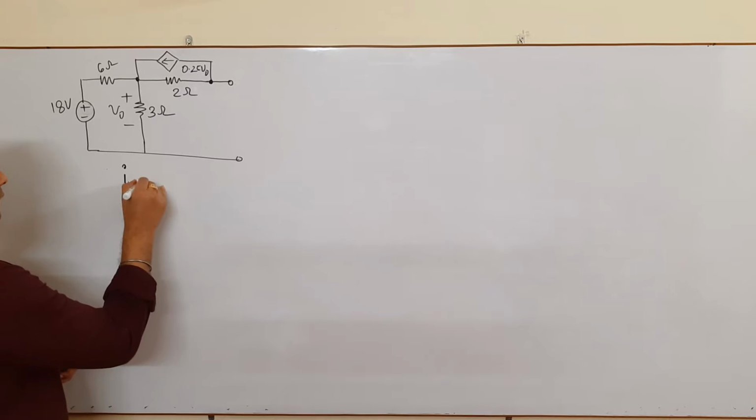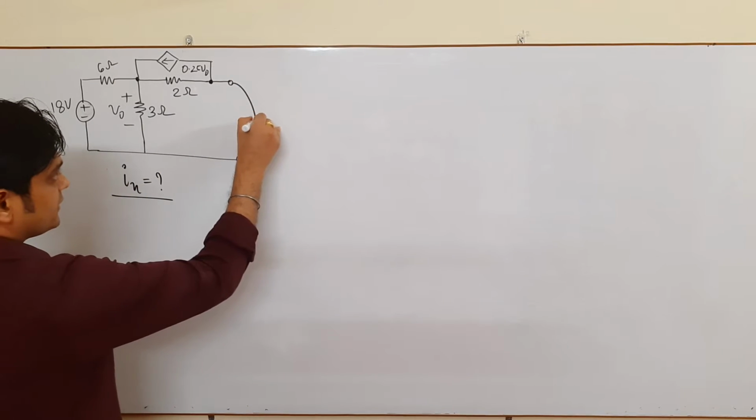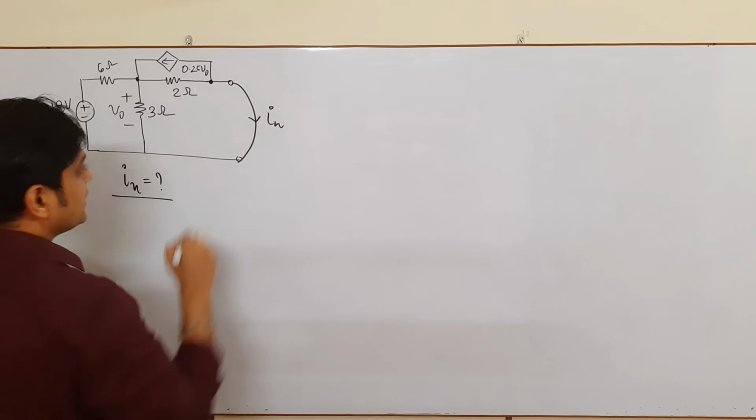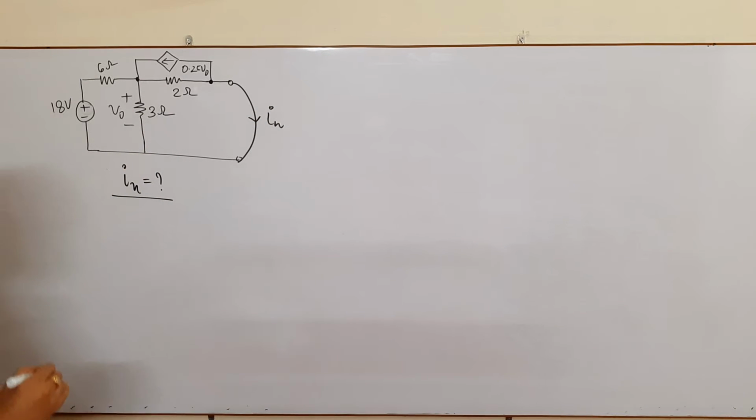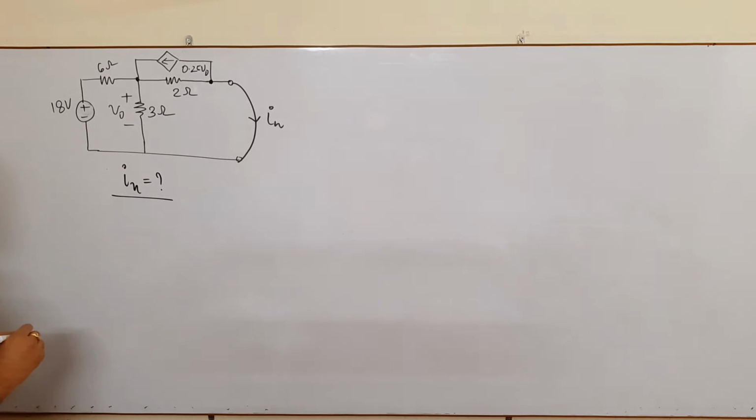Now we find the value of IN, that is short circuit current, by short circuiting this branch, and we call it as IN or ISC, that is your Norton's current or short circuit current. Okay, so now how you will find this? Please see.